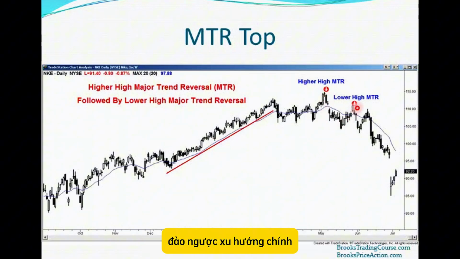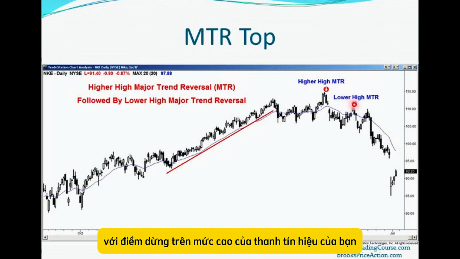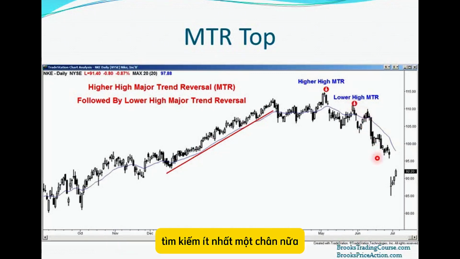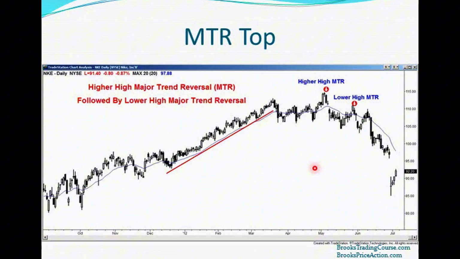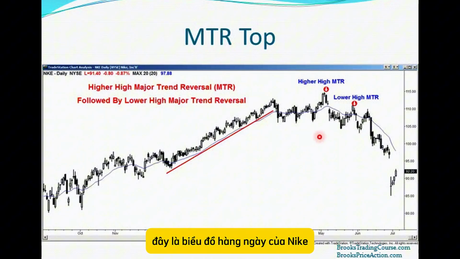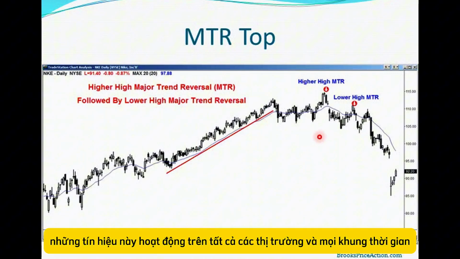After a lower high major trend reversal, why would you not take profits here? Because after a major trend reversal, you want at least 2 legs down. And this is just 1 leg down. So here you'd still stay short with a stop above the high of your signal bar, looking for at least 1 more leg down. This is a daily chart of Nike. So these signals work on all markets and all time frames.